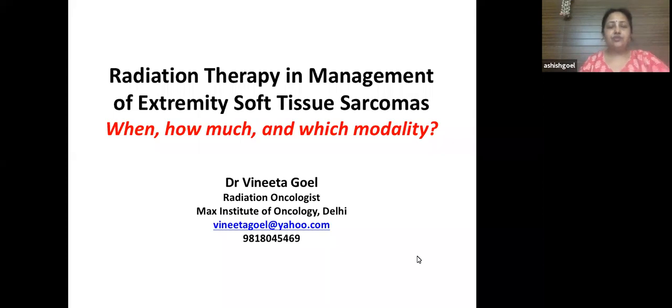So first of all, soft tissue sarcomas are not very common malignancies. They are rather rare or uncommon malignancies. They can occur in any part of the body, but still almost half of them, 50 to 60%, occur in the extremity. And they are generally grouped and labeled by the cell of origin, whether it is synovial cell sarcoma or a liposarcoma or a rhabdomyosarcoma. And sometimes the origin is not clearly known also.